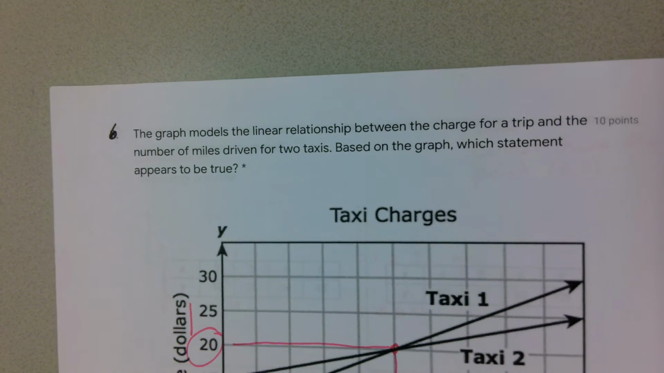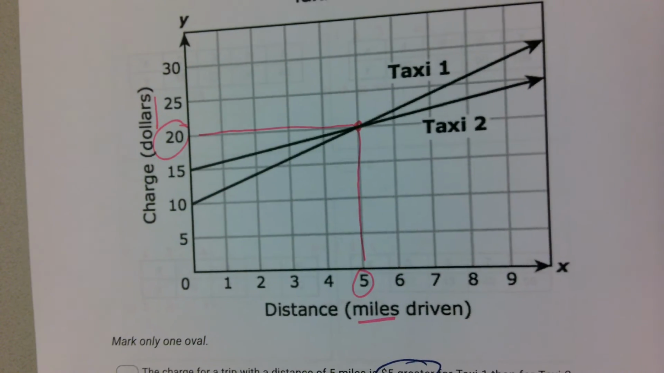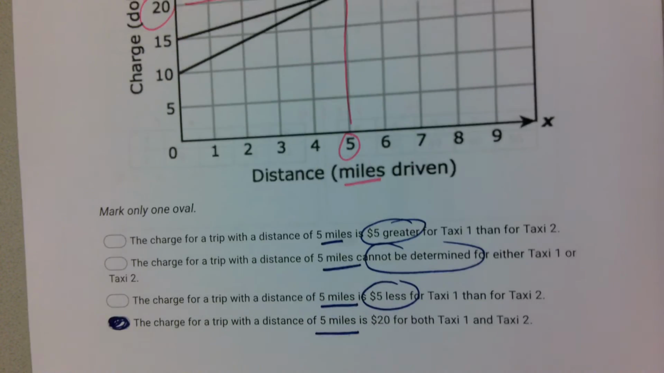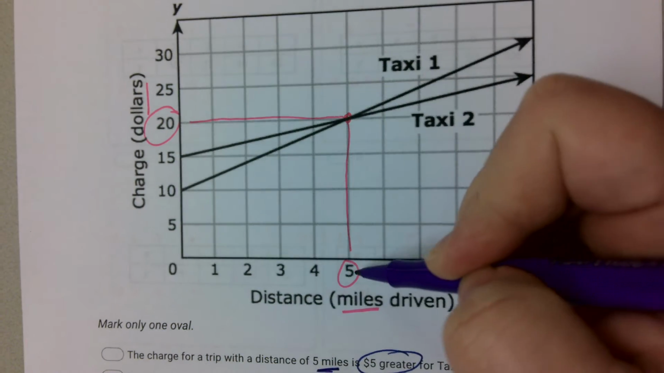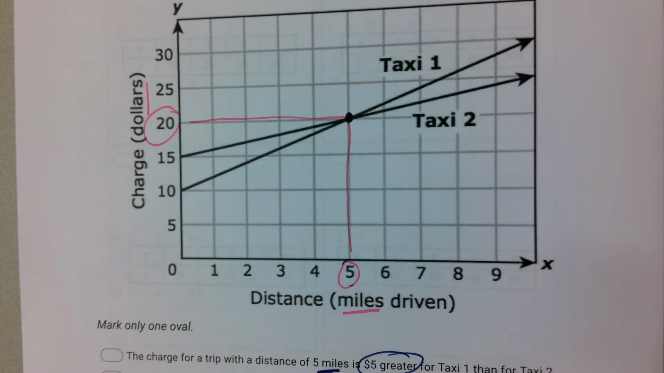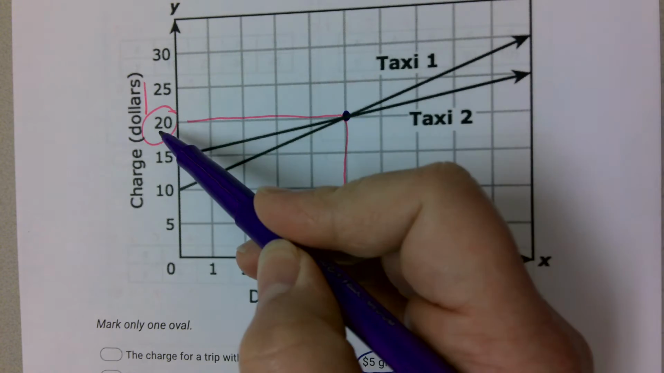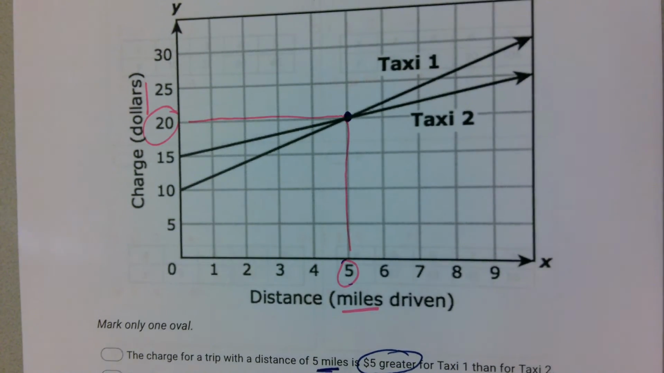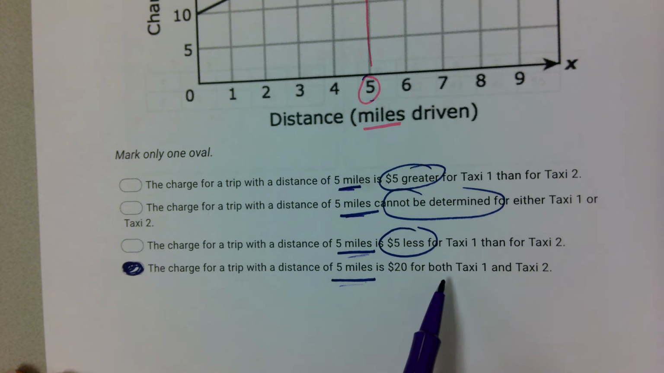Number 6, the graph models the linear relationship between the charge for a trip and the number of miles driven for 2 taxis. Based on the graph, which statement appears to be true? So here's my graph, and then all these scenarios are talking about when you have a distance of 5 miles. So when we have 5 miles, I found that point. This is where they intersect, and they have the same x and y values. So 5 miles is going to cost $20 regardless of which taxi you're going to be in.